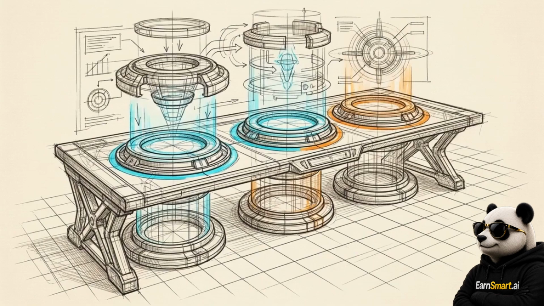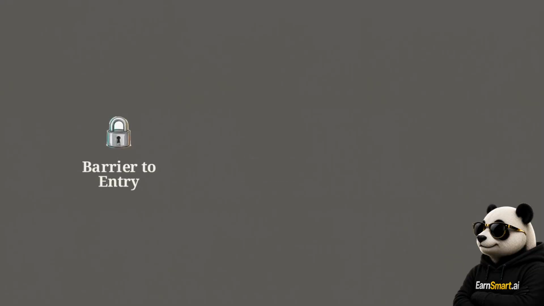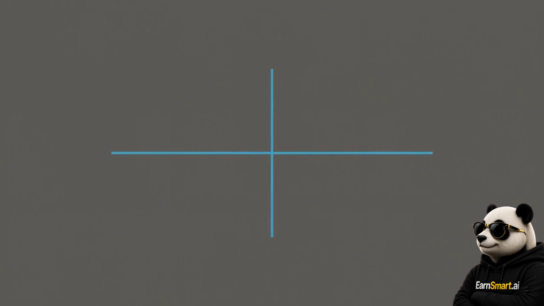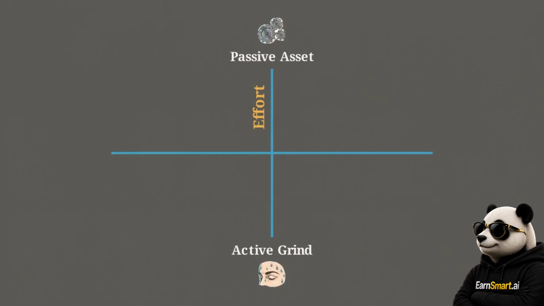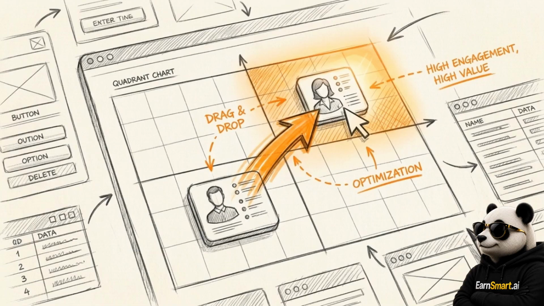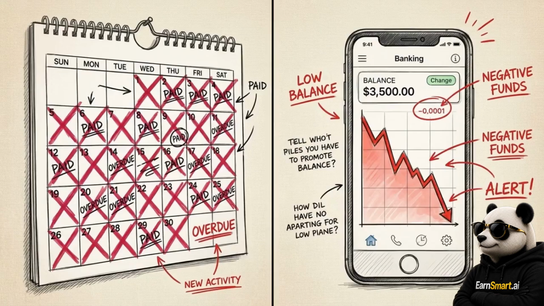To find a model that actually fits your life, we have to evaluate these businesses against 3 objective metrics: barrier to entry, income stability, and the risk of obsolescence. This chart gives us a map of the modern digital economy. We plot the required effort on the y-axis, from an active grind to a passive asset, and the required input on the x-axis, from low skill or capital up to high skill or capital. Success in this space is about matching one of these 4 quadrants to your current constraints. You have to choose the model that fits the time and capital you actually have available.